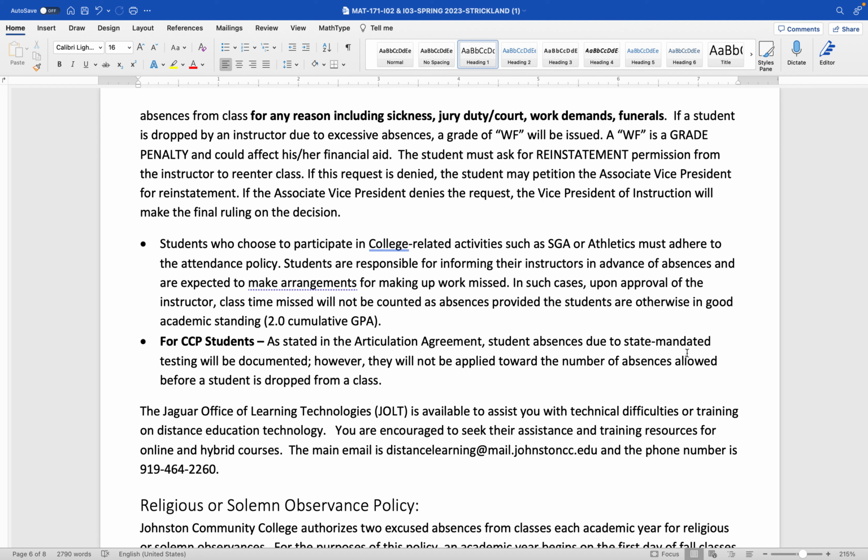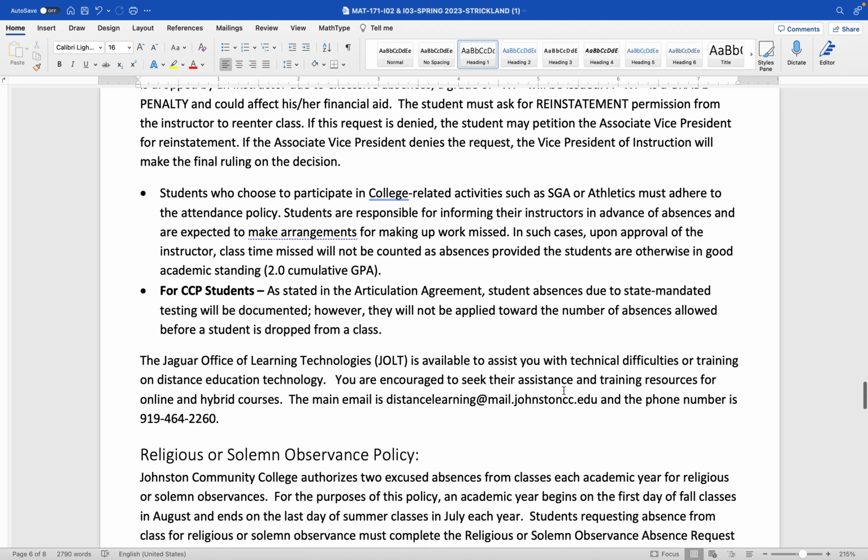And a WF is a grade penalty and could affect one's financial aid. The student must ask for reinstatement permission from the instructor to re-enter class. And if this request is denied, the student may petition the Associate Vice President for reinstatement. If the Associate Vice President denies the request, the Vice President of Instruction will make the final ruling on the decision.